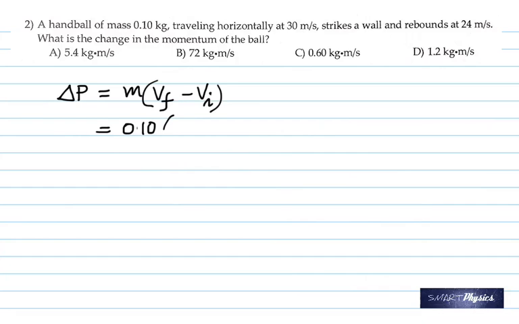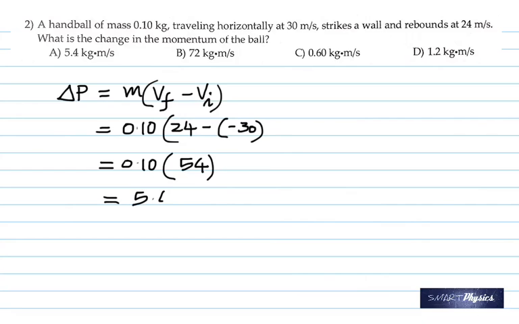Mass is 0.10. I'm taking 24 to be positive, so minus 30. So that makes that positive. And so you get 0.10 times 24 plus 30, which is 54. And when you multiply, you get 5.4 kilogram meter per second, which is the proper unit for momentum.